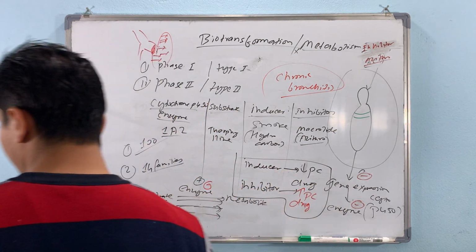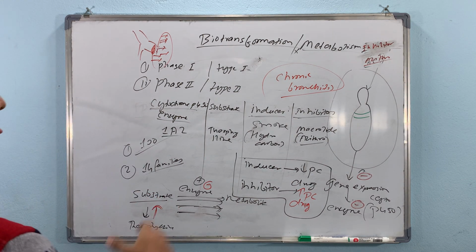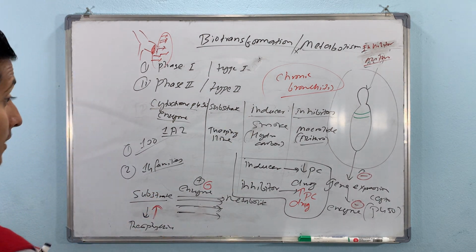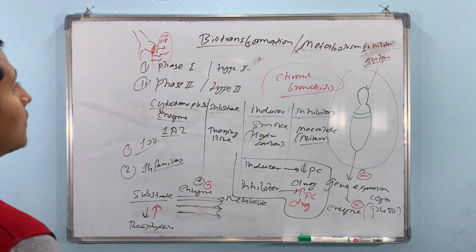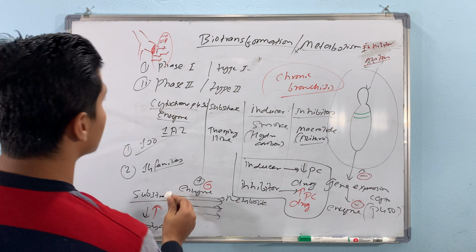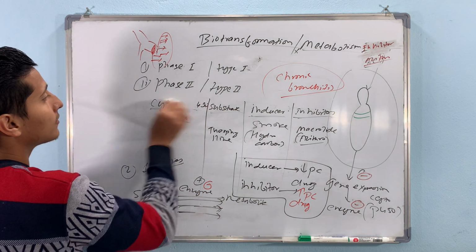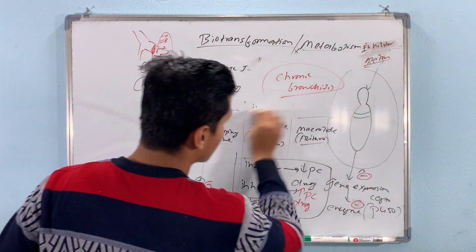So this is the thing we need to consider when you talk about the cytochrome P450 enzymes, and these are very high yield points from exam point of view. So now let's talk about some very famous examples of the inducers and inhibitors.